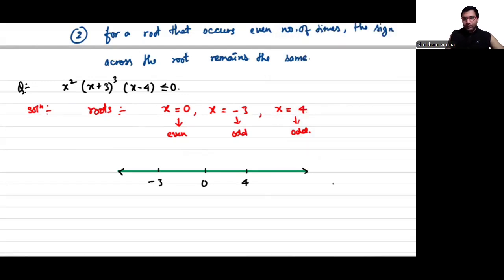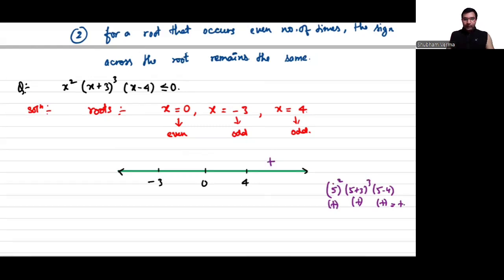Now, take 5. If I plug in 5 over here, you can take any number between all these things. I'm just taking 5, greater than 4. So 5 square is positive, right? 5 plus 3 to the power 3 is again positive. 5 minus 4 is 1, which is again positive. So positive times positive times positive is always positive. So here the graph is positive.